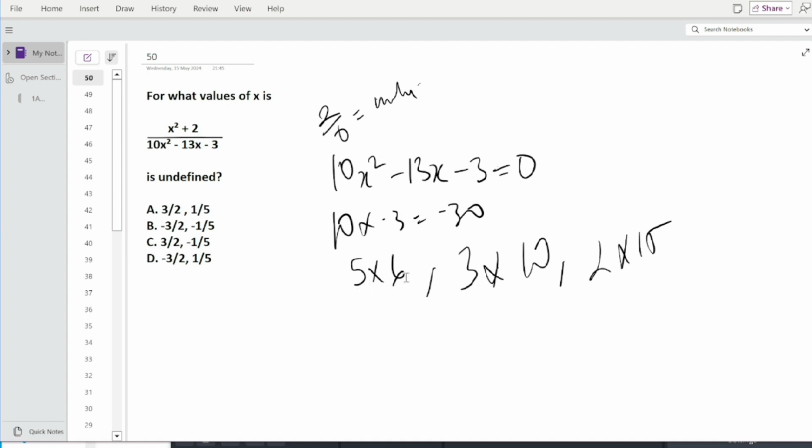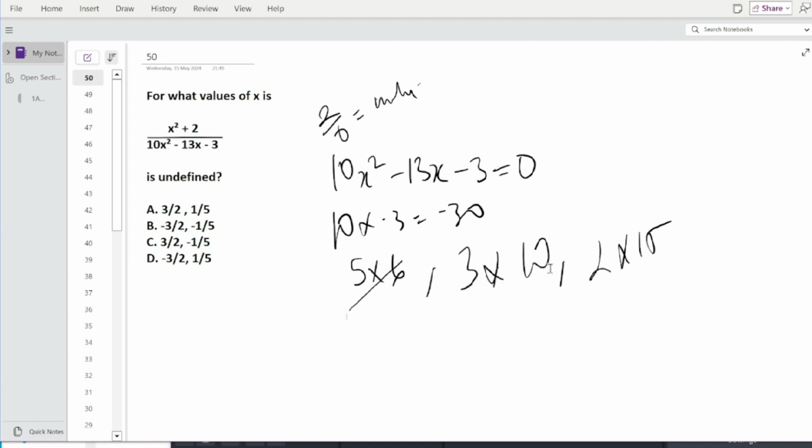For 5 and 6, when we add them, it gives us 11, and when we subtract them, it gives us 1. So this can't work out. We have the next two, 10 and 3. When we add them together, it gives us 13, and when we subtract them, it gives us 7. So this might actually go, because the addition of the two of them gives us 13.